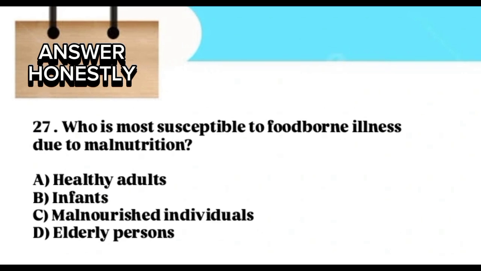Who is most susceptible to foodborne illness due to malnutrition? A. Healthy adults. B. Infants. C. Malnourished individuals. Or D. Elderly person.